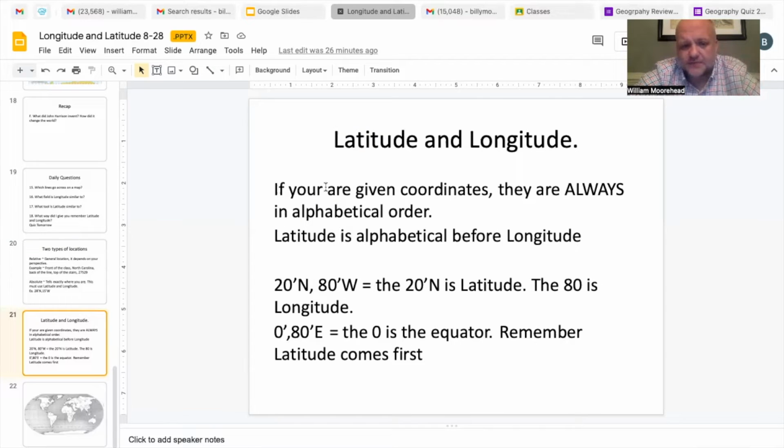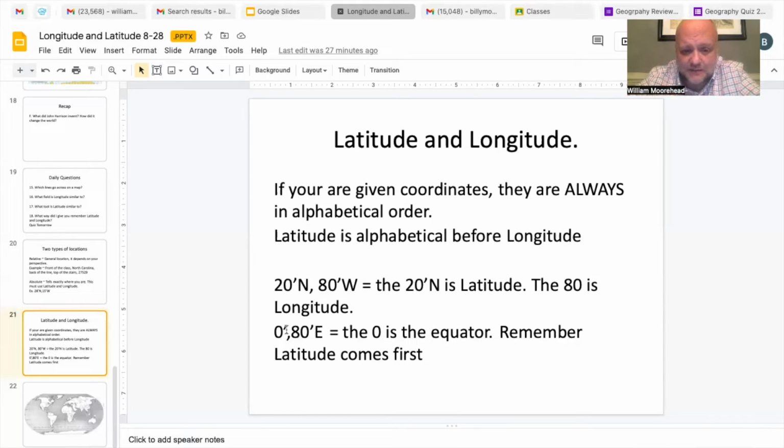Latitude always comes first. So you can see in my example here, 20 degrees north, okay, that's the line that runs this way. That means it's 20 degrees above the equator, works like a ladder. So that's the latitude. 80 degrees west is the longitude. So again, first number is latitude, second number is longitude. If we get to this example, sometimes you'll see it just says 0. If the first coordinate is 0, that's the equator, because that line, 0, is latitude.